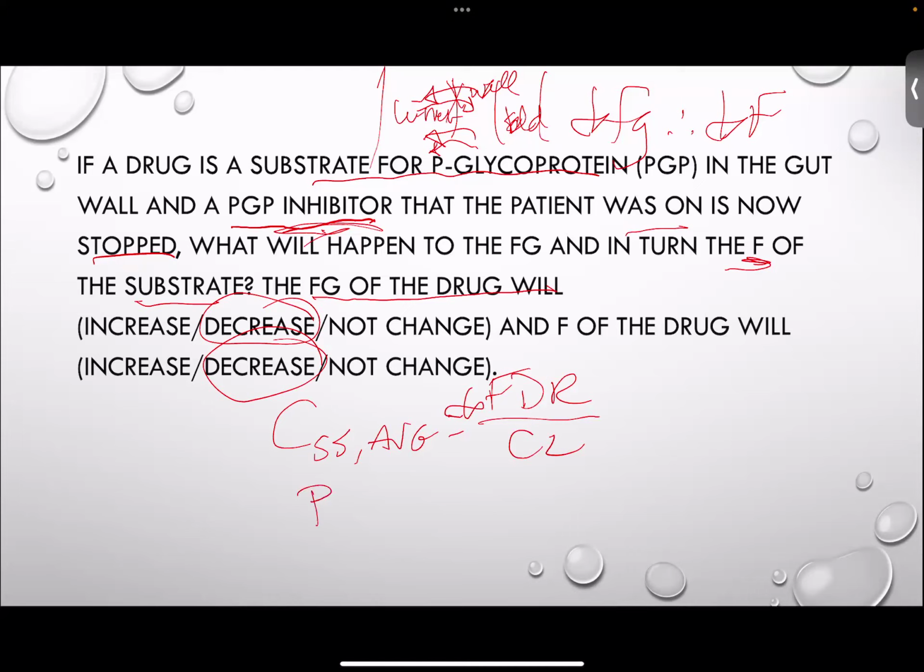How about peak to trough ratio? Do we expect to see a change in that? Nope, because as far as we know, we haven't had a change in clearance or volume, just bioavailability.